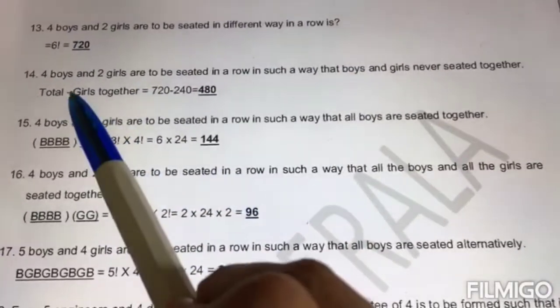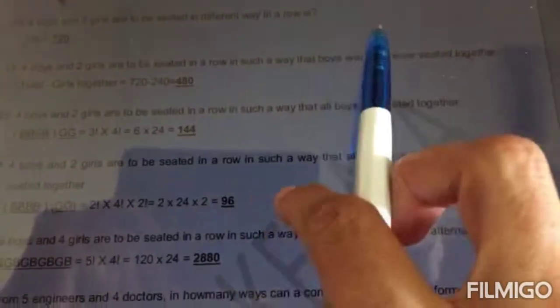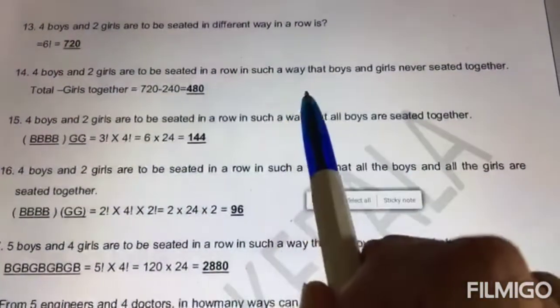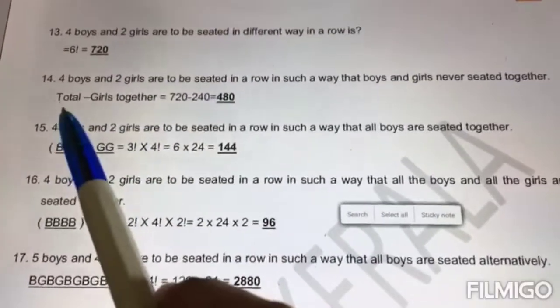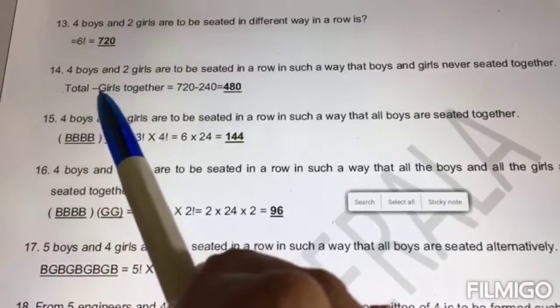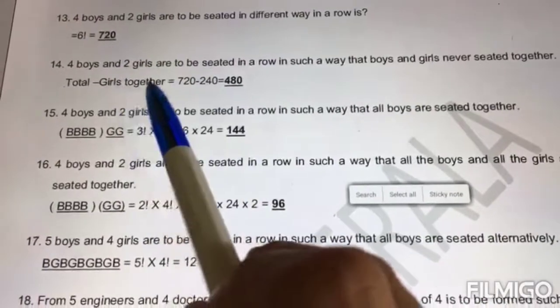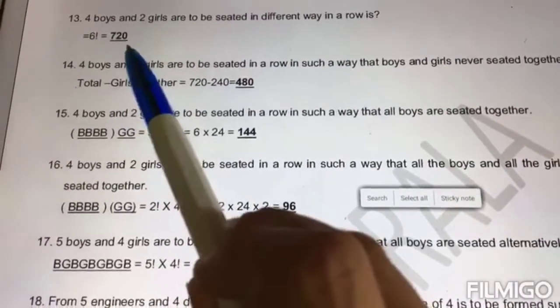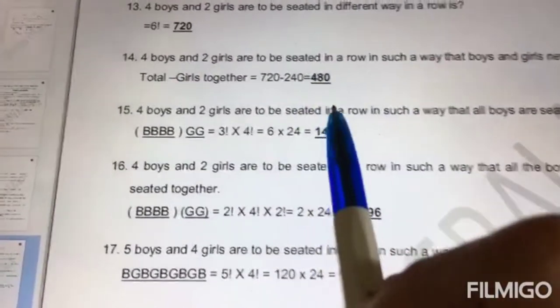Okay. 4 boys and 2 girls are to be seated in a row in such a way that the girls are never seated together. It is nothing but the total number of ways in which all 6 people can be seated, minus the number of ways in which the 6 people can be seated, given that the girls always have to be together. So it is 720 minus 240 from question number 12, which will give me 480.